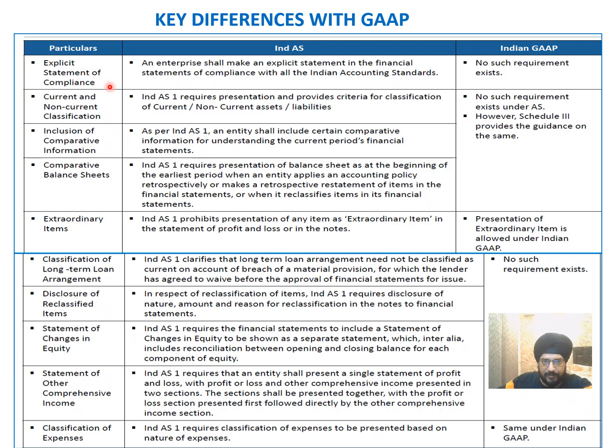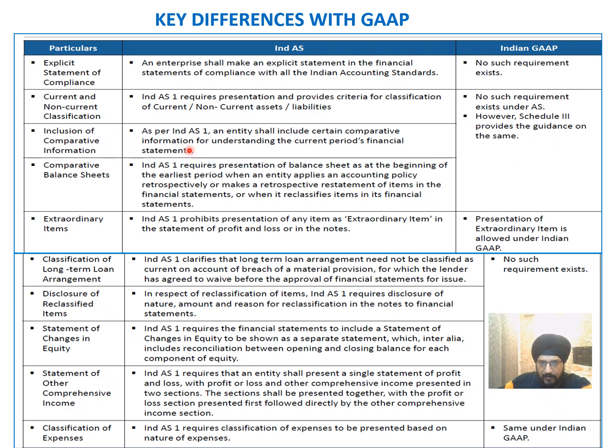So, explicit statement of compliance. An enterprise shall make an explicit statement in the financial statement of compliance with all the Indian Accounting Standards, which was not there in the earlier Indian GAAP. Current and non-current classification: Ind AS requires presentation and provides criteria for classification of current and non-current. We discussed that. There was no such requirement earlier. However, Schedule 3 provides the guidance on the same.